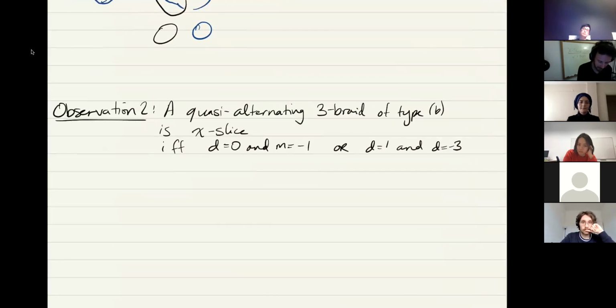And this is even simpler because the statement is: a quasi-alternating 3-braid of type B is chi-slice if and only if D is 0 and M is -1, or D is 1 and, oh, that should be an M, M is -3.